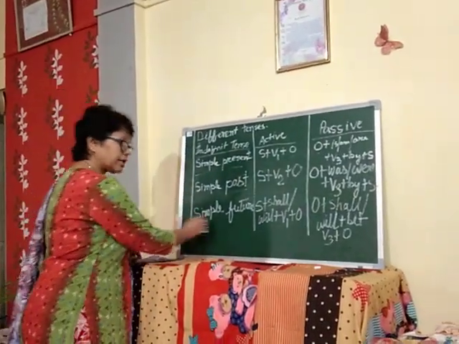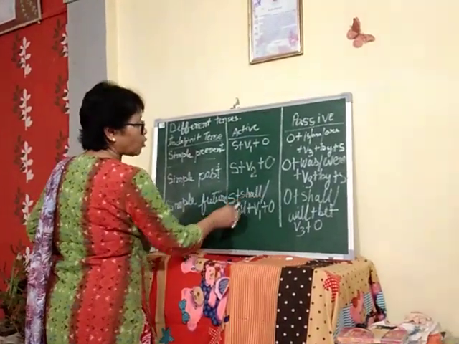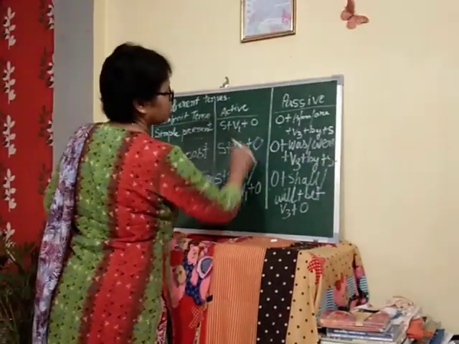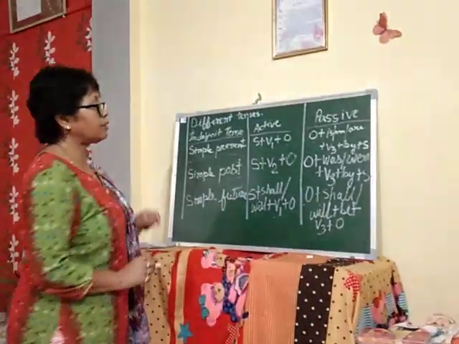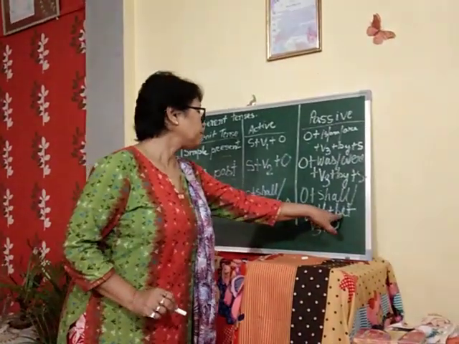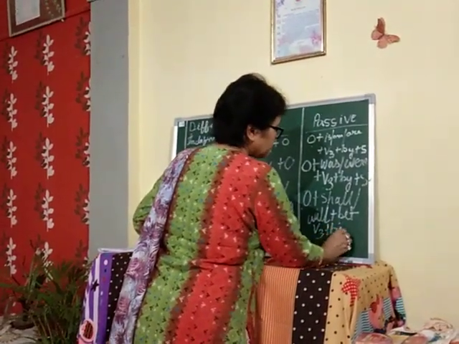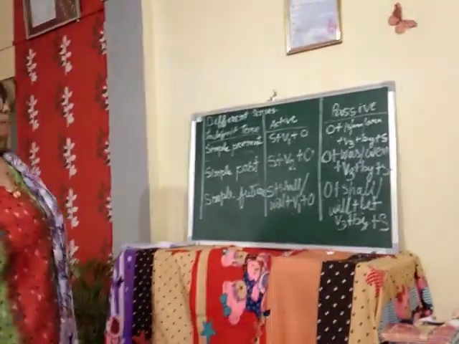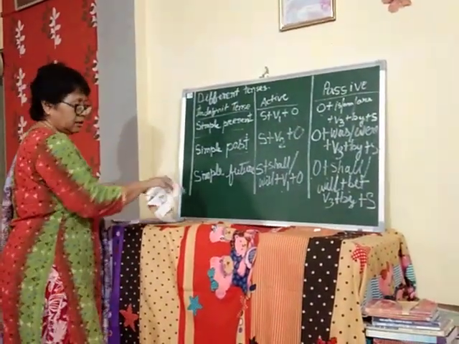Then we come to the future tense. In the future tense, similarly, it is subject plus shall or will, then first form of verb, and object. When we make it passive, it is object plus shall or will, and there we add one more new word, that is be, plus third form of verb, then by plus subject. Got it? This is how we can change the sentence from one form to another.